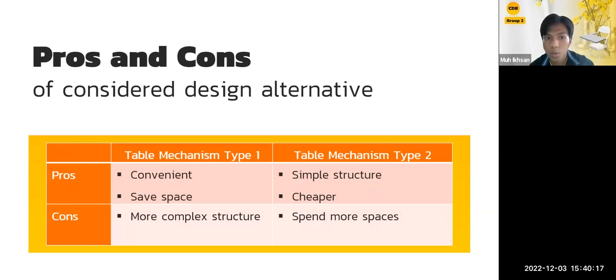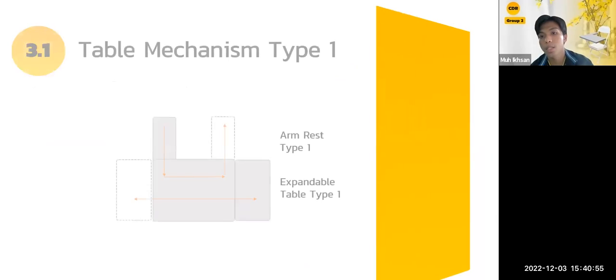In the previous PDR, there was just one alternative design that met all the requirements of this project. In this part, we add one more design alternative so that it can be compared with that design. This table shows the main differences between both designs: the table mechanism in type 1 and the table mechanism in type 2. Based on this consideration in the table, we ended up with table mechanism type 1. For details, we can see the next screen.